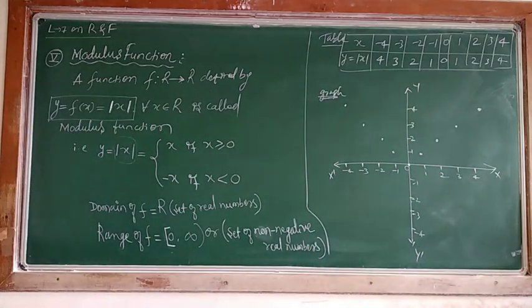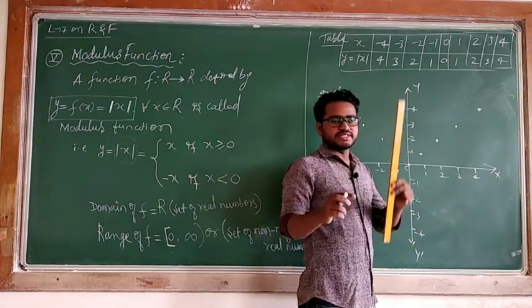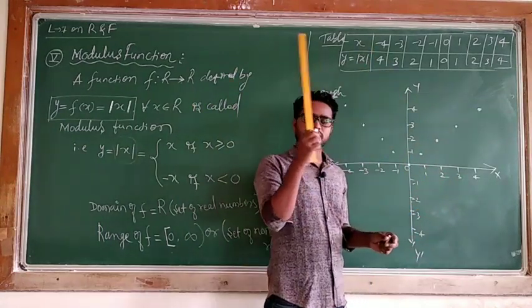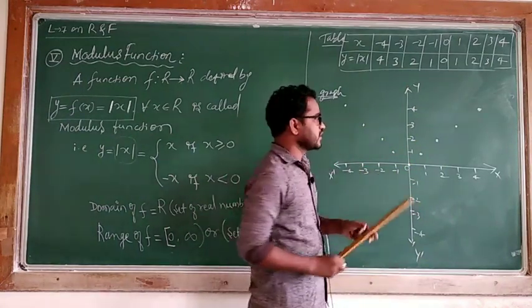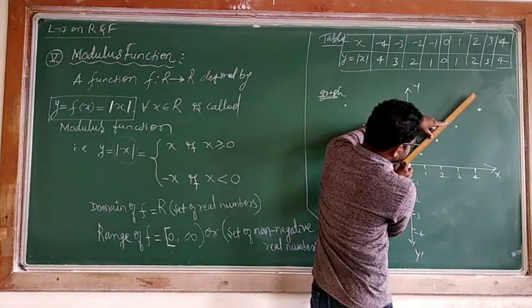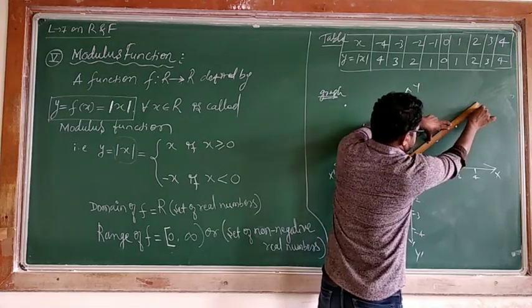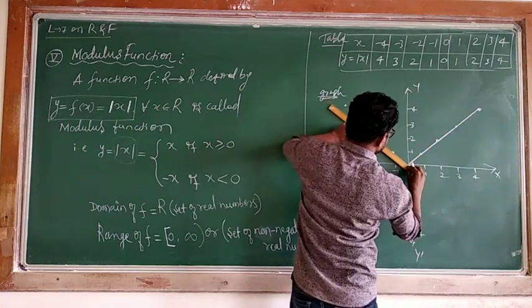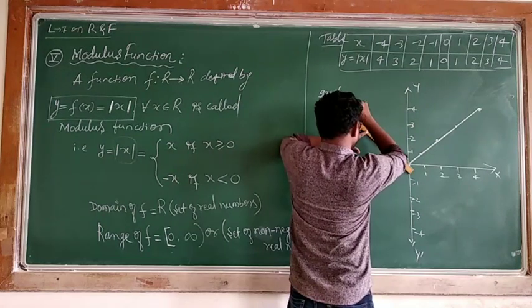I can use a scale also. In the case of the modulus graph, I can use a scale. In the case of the first function, the identity function, you can use a scale. For the second, the square function, don't use a scale; you take a curve. In the cube function, again you use a curve. The last function, the constant function, you can use a scale, and the modulus function also you can use a scale. I am joining all of this using the scale.